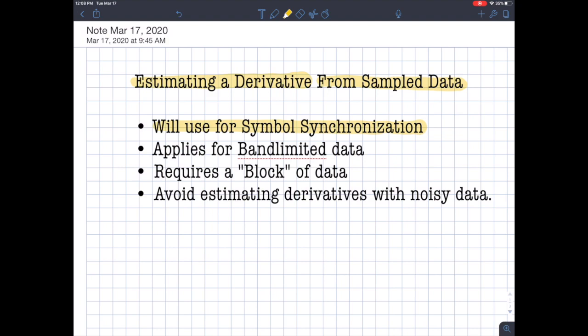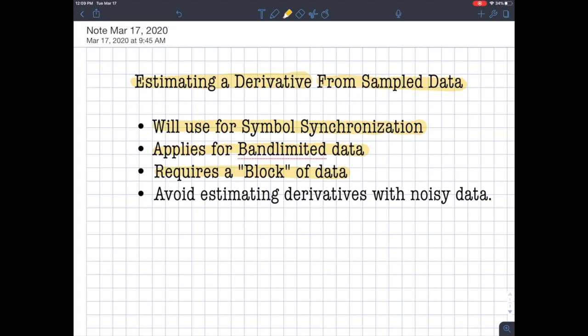All right, the other thing that you need to know is that this applies for band-limited data. If you have band-limited data and you're sampling it fast enough, you'll have samples that you can use to produce estimates of the derivative. It also requires that you have a block of data. You'll need a certain number of samples in advance, in front of the point that you're trying to take the derivative of, and you'll need a certain number of samples prior, in the past. So you have to have both those things true before you can make an estimate.